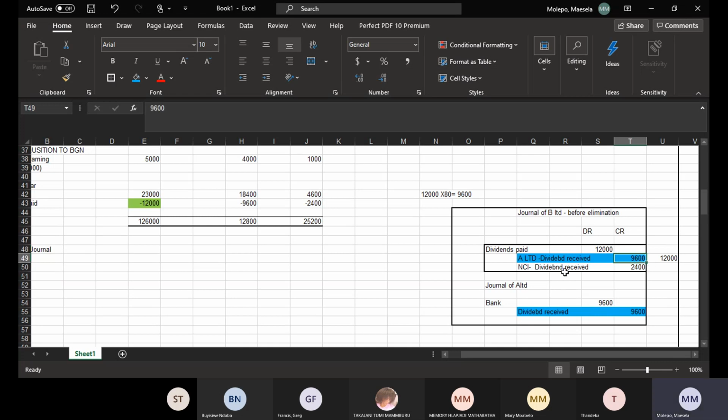And then the other group, which is non-controlling, the ones who don't own any majority shares in me, will get 2.4. The people who get the 2.4 can be the likes of Buisi, Tandeka, Stephen, Mary and Memory. They are the ones who are going to share the 2.4 amongst themselves. But you, as Takalani, are entitled to the amount of 9.6 because you are forming part of my group. So now, because you and I are like one entity, when we do the consolidation, because you are my parent now, you have to reverse this 9.6 that you got. Because it's like you got 9.6 from yourself alone.